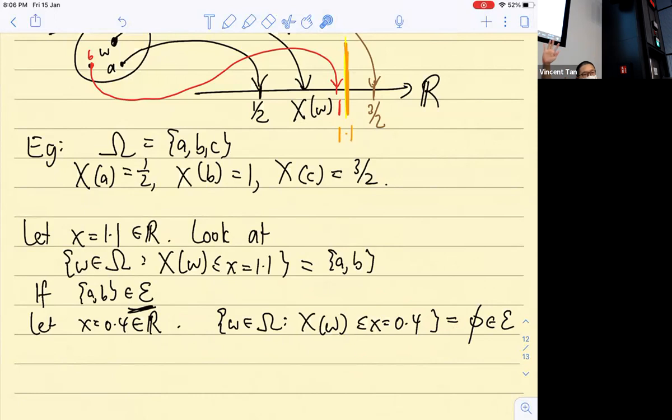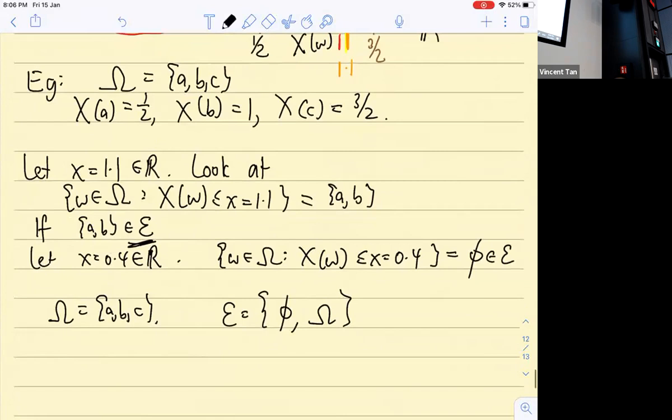It depends on how your sigma algebra was defined. Your sigma algebra was defined based on the sample space. For a given sample space, there are many different sigma algebras. So for example, this is for a sample space ABC. You could have your sigma algebra consist of this and this. This is a legitimate sigma algebra. You check all the conditions of sigma algebra. This is a legitimate sigma algebra. Completely legitimate.